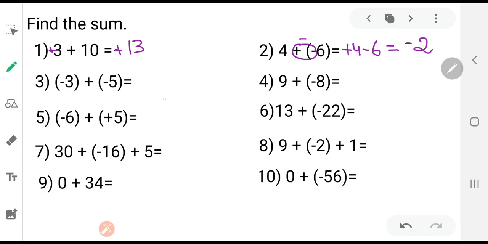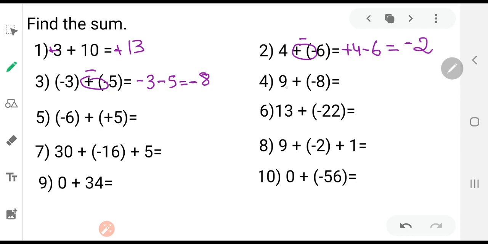Now, over here, I have -3, and plus minus will be changed into a -5. Let's check. -3 minus 5, it's the same sign, so I find the sum. The sum of 5 and 3 is 8. What's the same sign? Minus, so it's a -8.